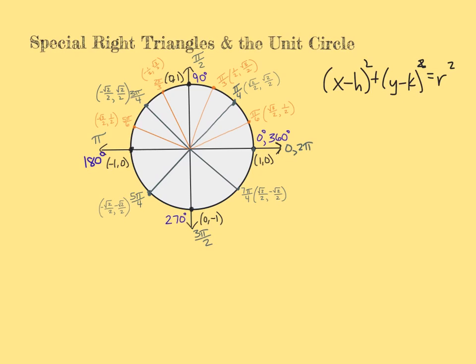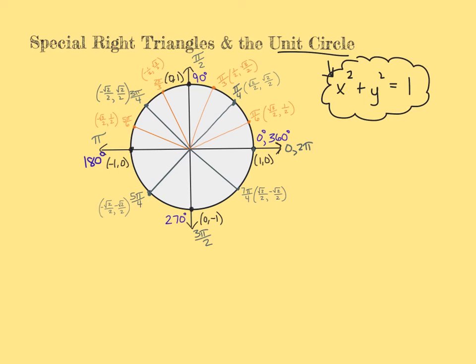So the equation of the unit circle is just x minus 0 squared, which we don't even need to write the minus 0. Same with the y. And then 1 squared is just 1. And so this is the important equation of our unit circle.